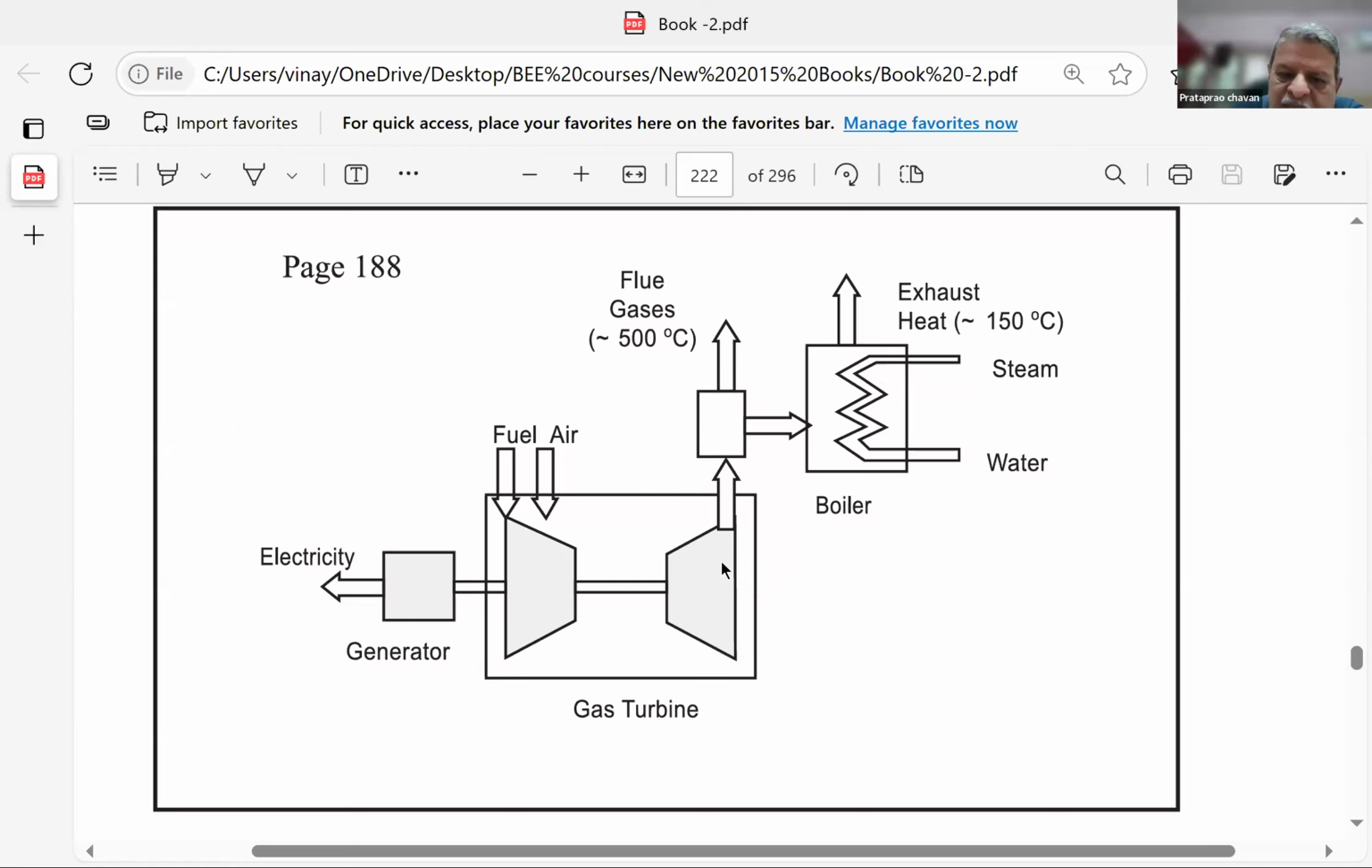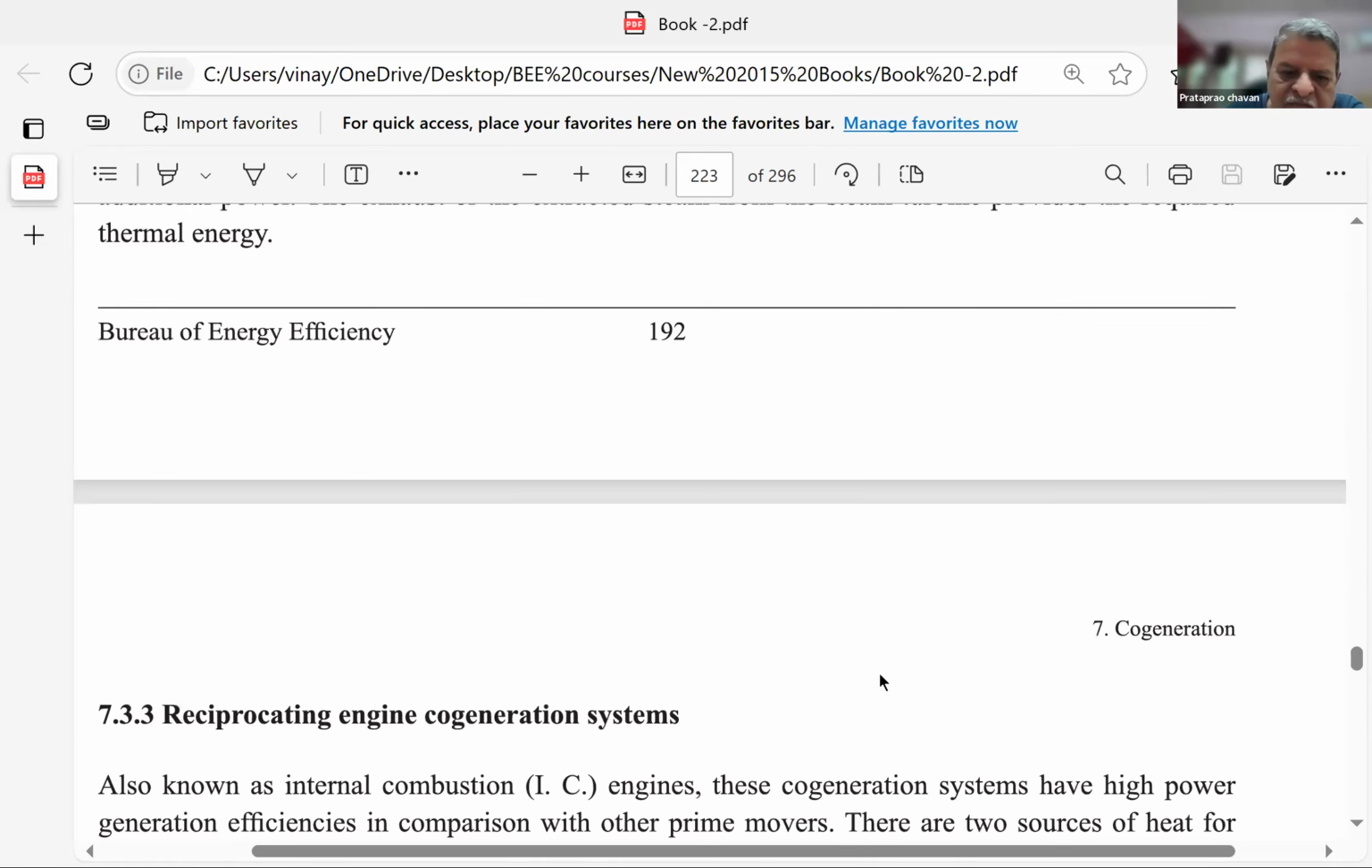To compensate for this high pressure and high temperature gases going into the atmosphere, cogeneration is the best method. Use these gases as a feed-in or the fuel for this boiler. These gases will then convert water into steam and then the steam turbine will have an additional generation. So total together, there will be efficiency improvement.